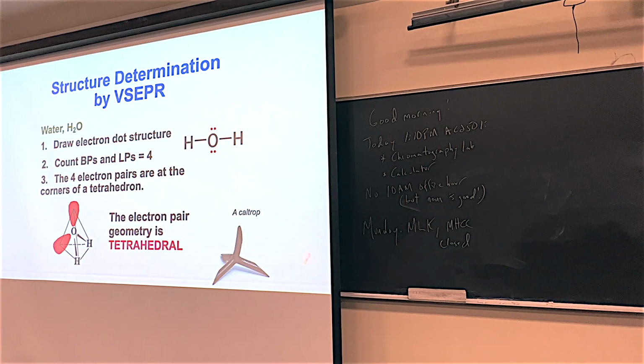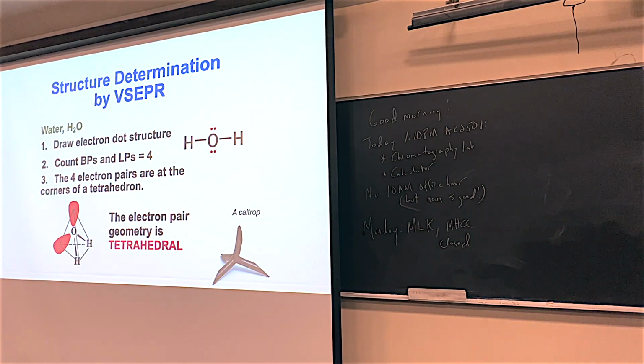A caltrop is something that one of my students said, wow, that's a tetrahedron, and he was right. So I had to put a little cheesy picture in there and stuff. A caltrop is a fancy way of saying something's a tetrahedron. So, anyway, back to the discussion.